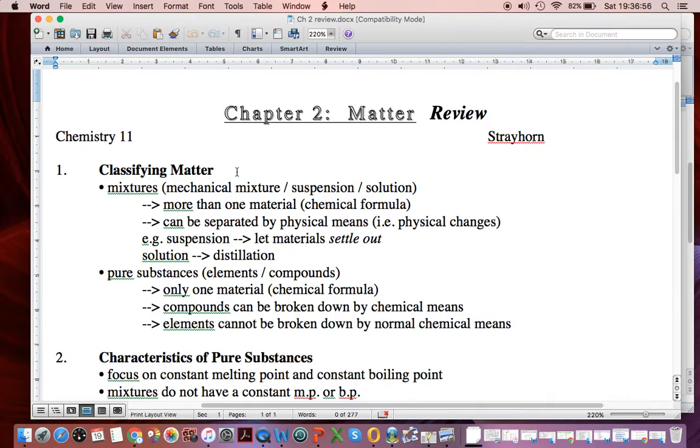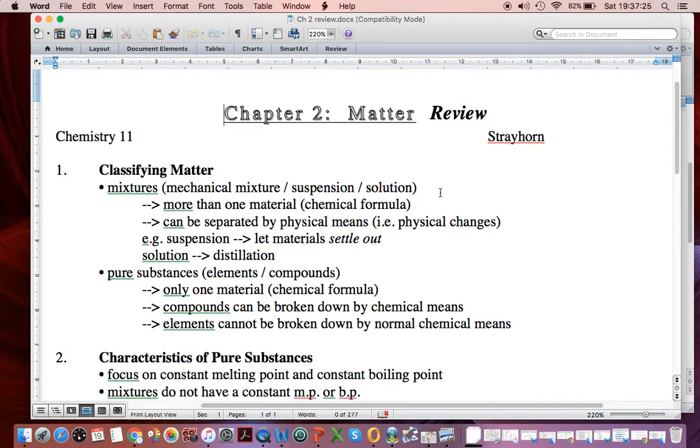So one of the concepts we looked at was classifying matter as either a mixture or a pure substance. And we made the case for three types of mixtures. Some books will argue there are other types, but that's beyond this course. That simply means we have more than one material present, and that means more than one chemical formula present. And so in mixtures, the separate components retain their properties.